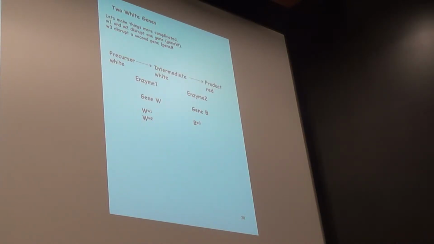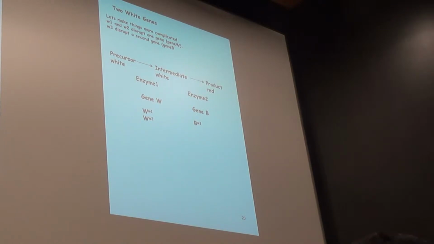Okay, so now let's make things more complicated. We still have two genes, gene W and gene B. Let's imagine there's your pathway. But now you can have multiple alleles. You can have two alleles for gene W, and you can have a third mutation that happens in gene B. Gene B also gives you a white intermediate. Gene W also gives you a white precursor. And so you have three different alleles. How do you figure out which alleles are in which genes? That's the question. How do you know that W1 is in gene W, W2 is in gene W, and W3 is in gene B?